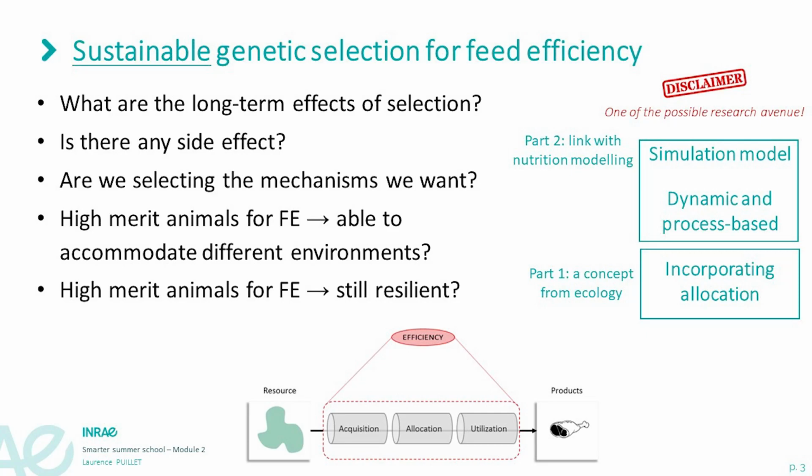So how can we implement a sustainable genetic selection for this trait? And I think that was the whole target of the SMARTER project.